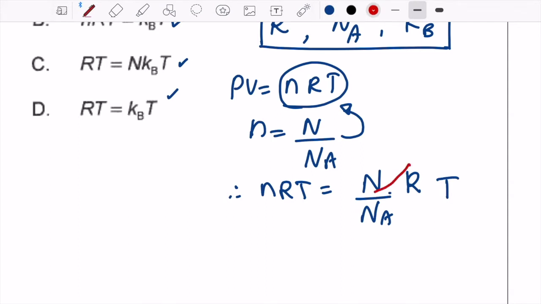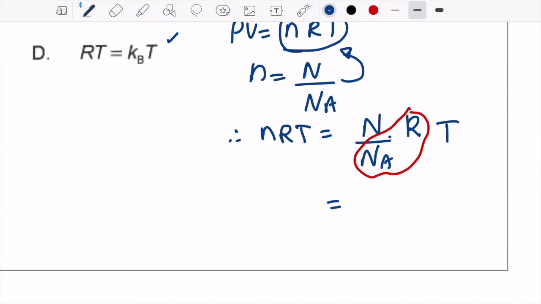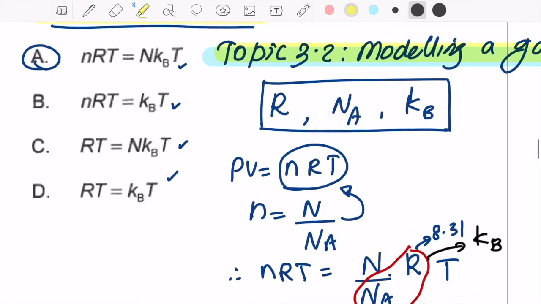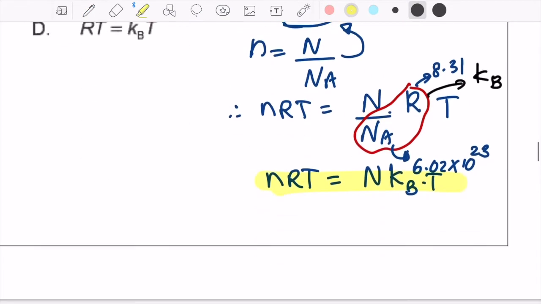Now let's focus on this one. If you can remember, R over Avogadro constant, example, this is 8.31, the Avogadro number 6.02 times 10 to the power of 23. If you divide, you will get the Boltzmann constant, right? So actually this is the Boltzmann constant, KB. B stands for Boltzmann. So instead of writing nRT, we can write N times the Boltzmann constant times T. So the answer is A, right? It's very straightforward and simple.